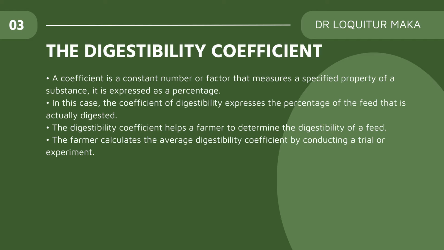Now, what this coefficient of digestibility tells us is the percentage of food that has been absorbed for growth, for production, for reproduction, right? And whether the feed or the food is a roughage or a concentrate, right? Now the concentrate will have a high coefficient of digestibility, and the roughages will have a low coefficient of what? Digestibility.